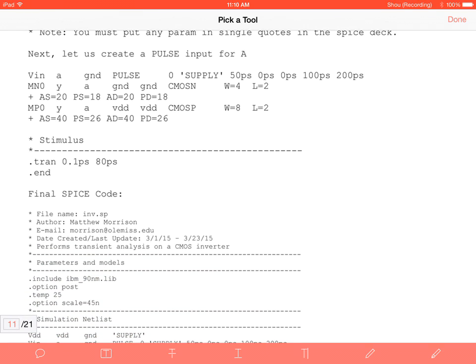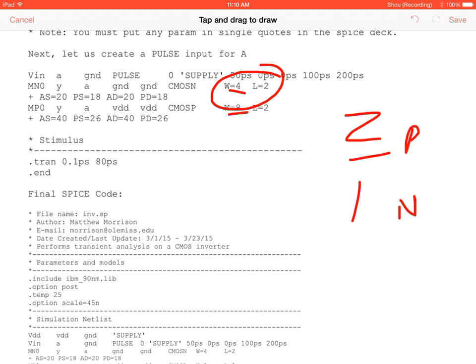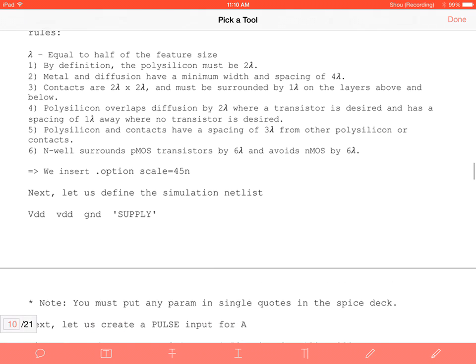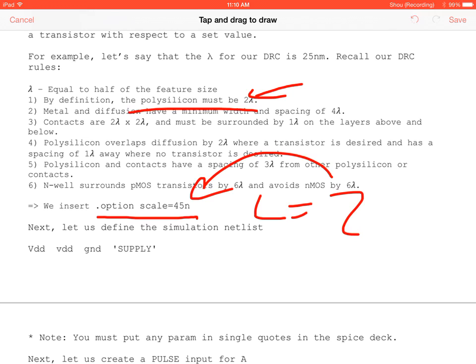So we're doing an inverter, right? And the ratio is 8 to 4. If you recall, it's 2 to 1 for PMOS to NMOS. And so we also define that the ratio of the NMOS width to length is 2 to 1. So here, length is equal to 2, and the reason why length is equal to 2, if we go back up here, is that polysilicon must be 2 lambda. So we've set our option.scale to 45 nanometers. We say L is equal to 2. That means it's 2 times this. Then we have our width is going to be 4 times that.